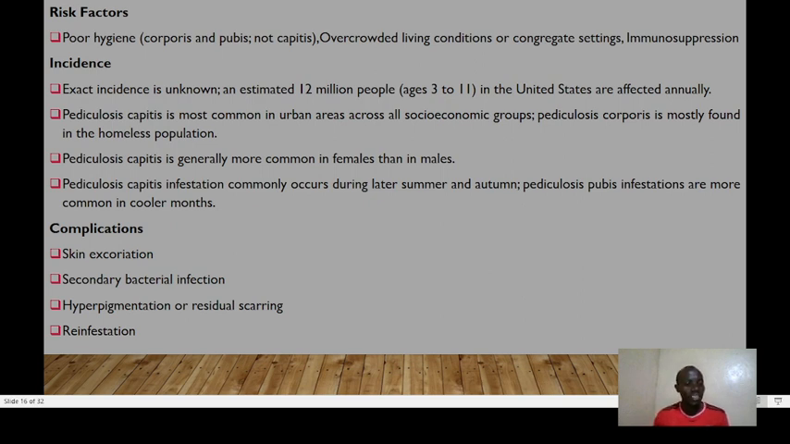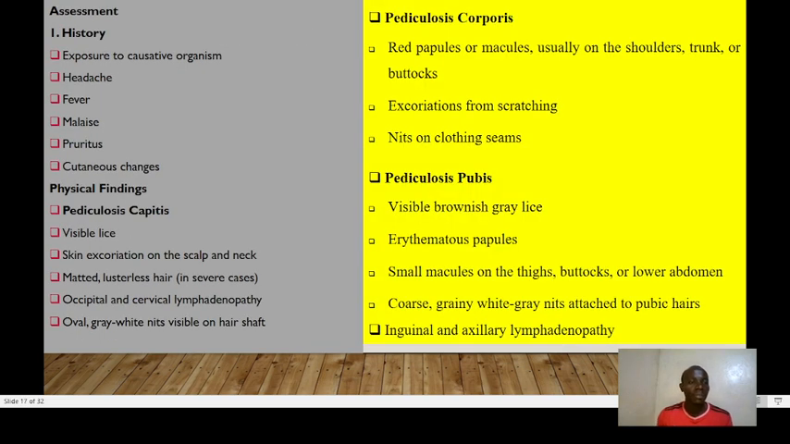Complications will include skin excoriations, secondary bacterial infection, hyperpigmentation or residual scarring, and reinfestation. When carrying out assessment, you need to elicit exposure to a causative agent if the patient is experiencing headache, fever, malaise, pruritus, or cutaneous changes.